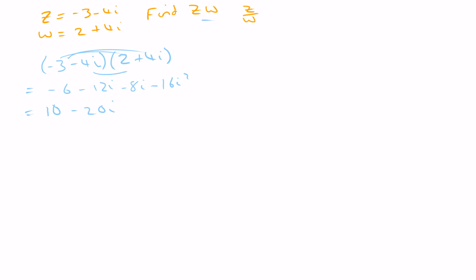So now going on to z divided by w. First of all, let's write this out. So it's -3 minus 4i over 2 plus 4i. Now we want to put this in terms of a complex number, not a fraction. There are two ways we can do this.